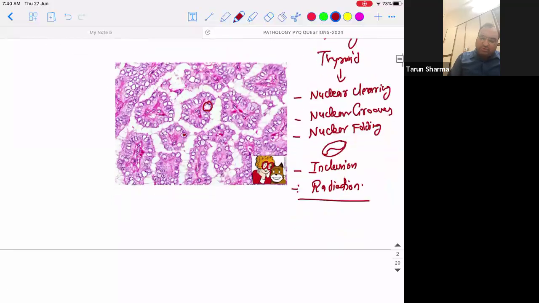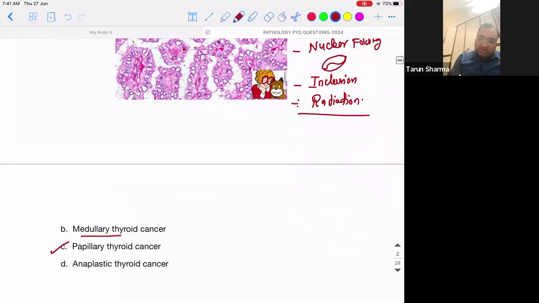One more important question which is usually asked about the medullary carcinoma thyroid is the presence of one very important thing that is called amyloid. In which type of thyroid cancer is the amyloid deposition seen? That is the medullary carcinoma thyroid. Which mutation is commonly associated with the medullary carcinoma thyroid? That is the RET gene. That is also one of the very important questions.